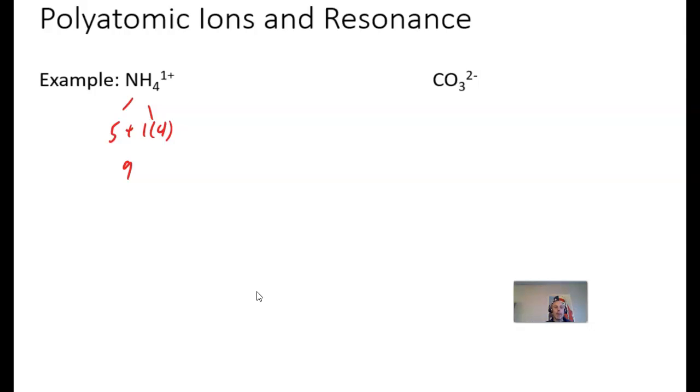But then we have to account for the charge on the ion and the loss or the gain of an electron. Well, a 1 plus ion is positively charged because it's lost an electron. So rather than having 9 electrons, this ion, for it to form, has lost 1. Oops, 9 minus 1 is 8. So there are 8 valence electrons that in ammonium we have to build the Lewis structure from because, again, it lost 1 of its 9 electrons.